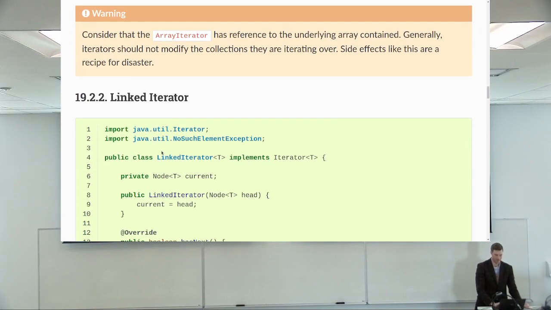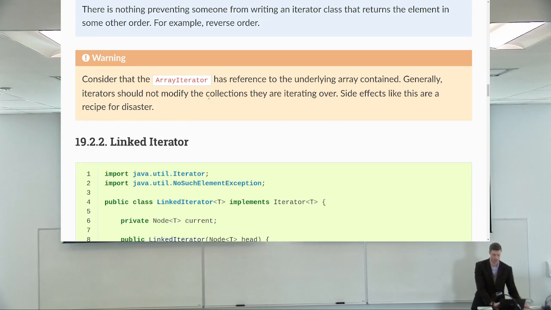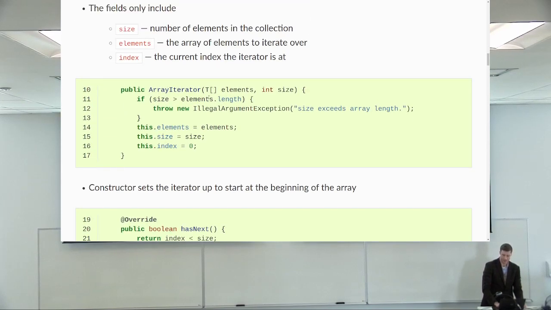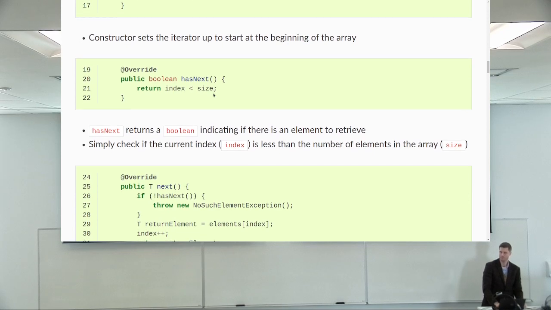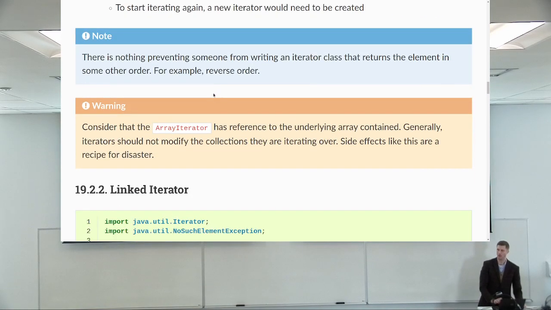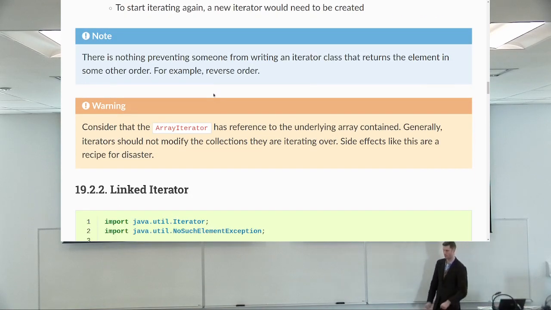Consider that the ArrayIterator has reference to the array. This is just a warning. This ArrayIterator does have reference to the array it's iterating over. Maybe when we see this actually getting used, it'll be a little clearer. But it does have reference to the collection it's iterating over.